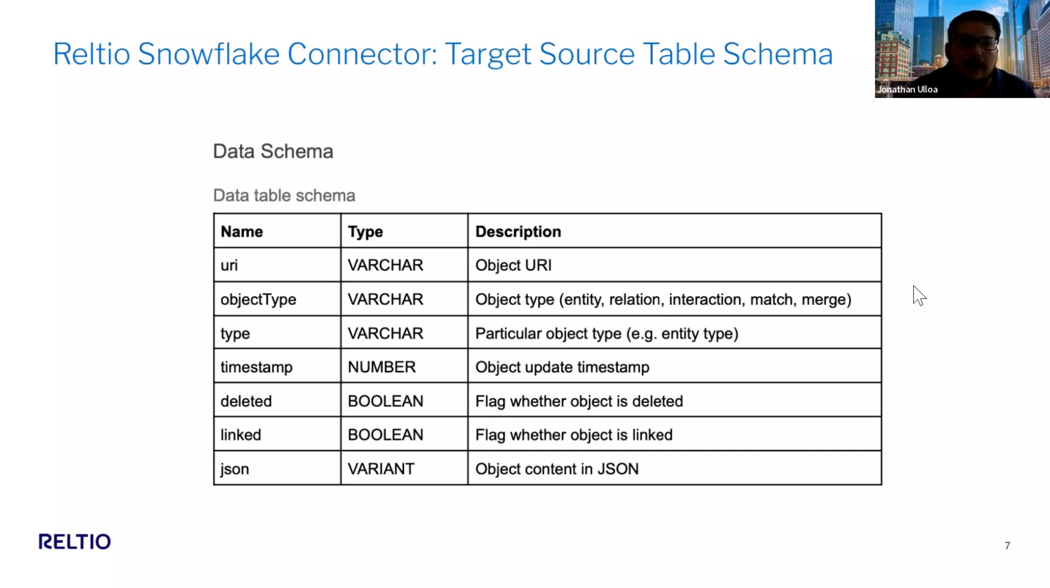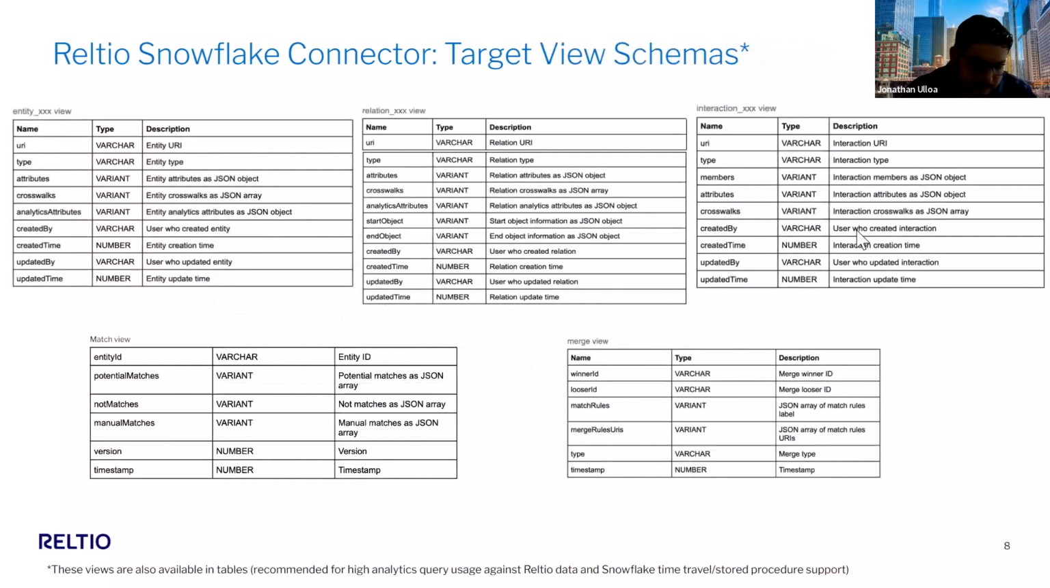And as part of the product, right, we have a variety of staging tables. These say views, we offer views too, but we recommend tables, and we provide essentially scripts for this, right, to organize the data into these key data types. So we have entities, relations, interactions, matches, and merges tables. And within the entity table, for example, you are able to see the attributes and crosswalks associated to that entity, right? And that's key. And you're still representing that event created time, that event updated time.